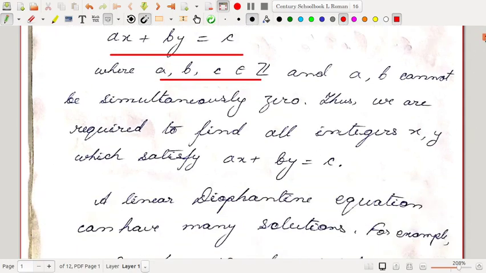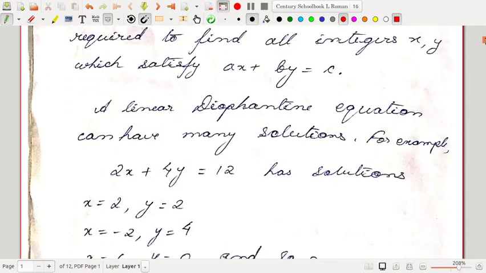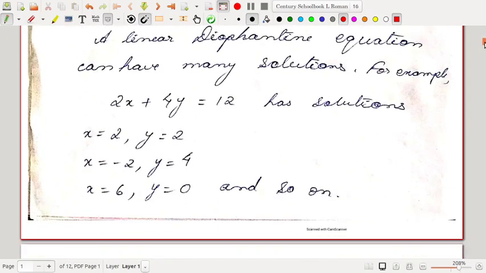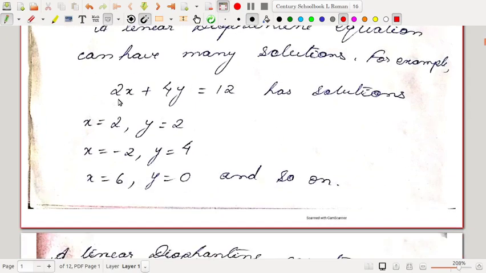A linear Diophantine equation can have many solutions. Let us see one simple example. 2x plus 4y equal to 12 has many solutions. x equal to 2, y equal to 2. If we put x equal to 2 here, 2 into 2 is 4, and y equal to 2, 4 into 2 is 8, 8 plus 4 is 12. So this is a solution. The first one is a solution.